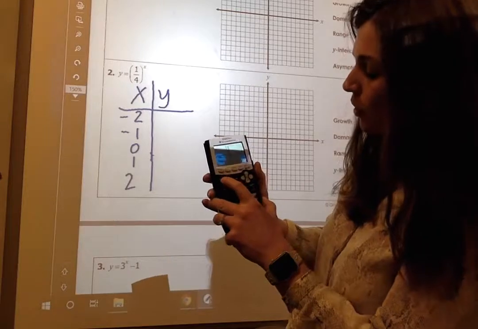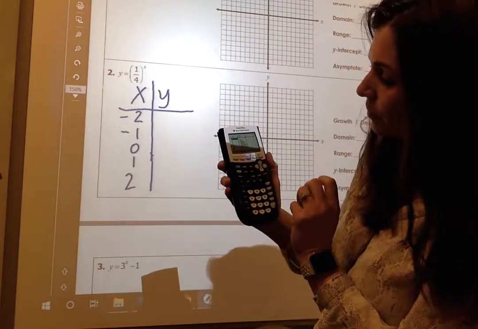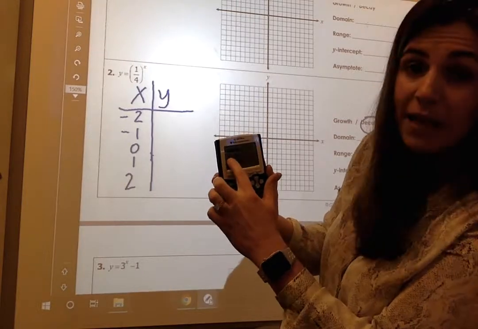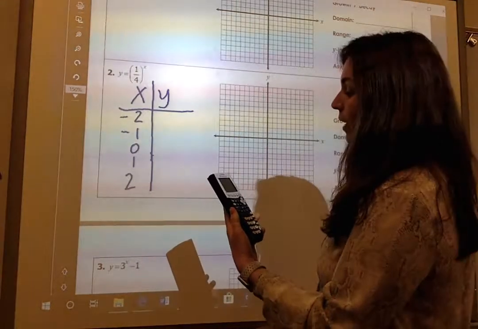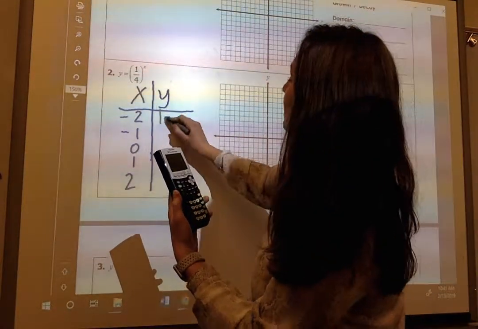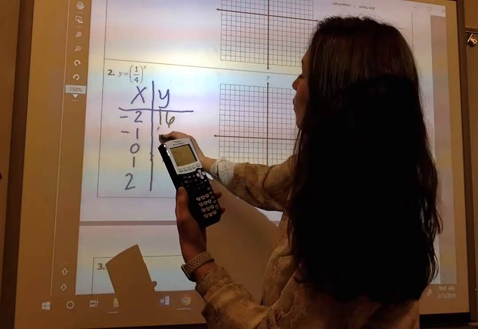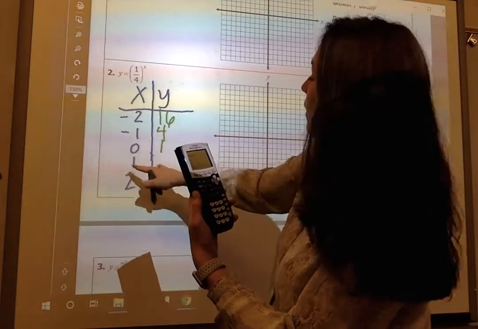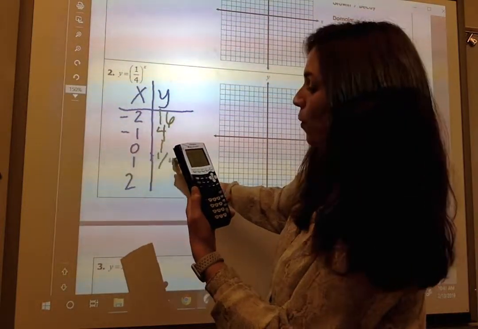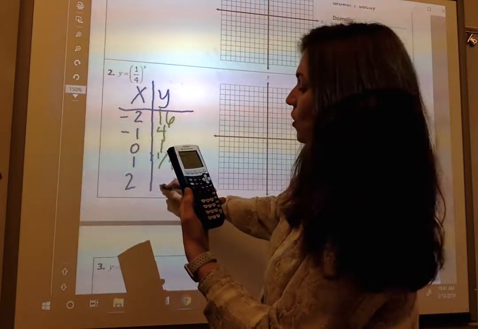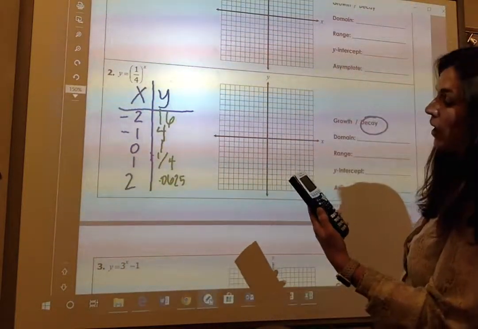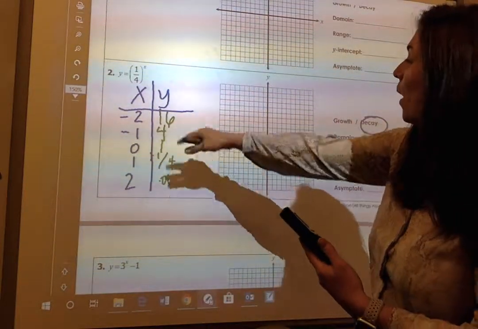So what I'm going to do is go to second table, and then if I scroll up on the left, look, it brings me -2, and when x is -2, y is 16. When x is -1, y is 4. When x is 0, y is 1. When x is 1, I have 1/4. And then when x is 2, I have 0.06216. So I can graph these.